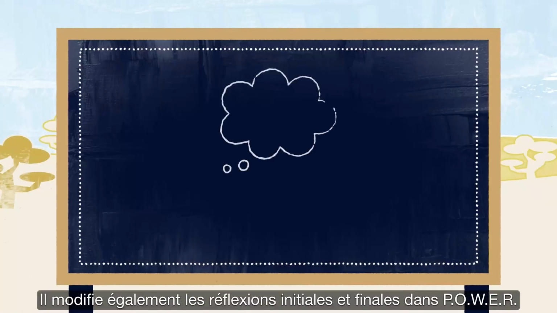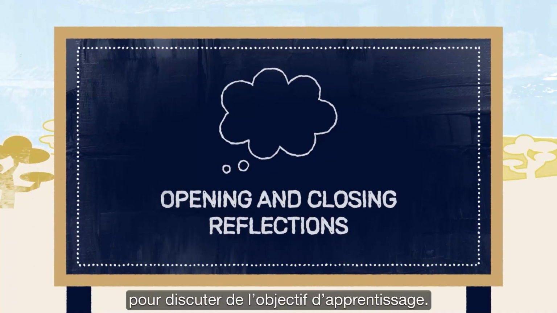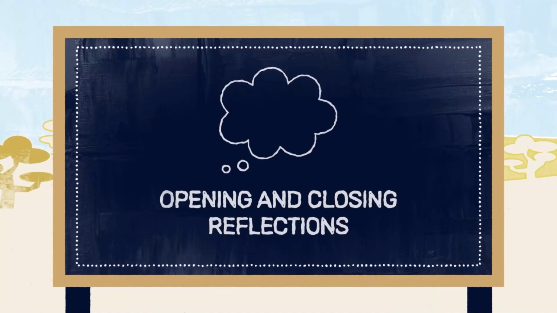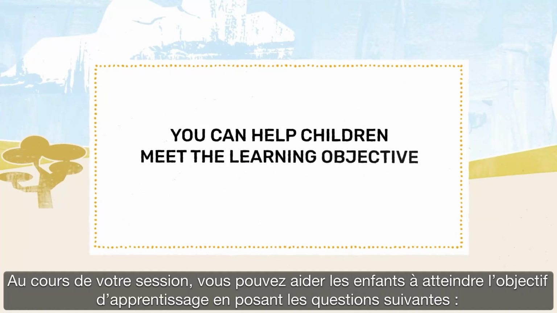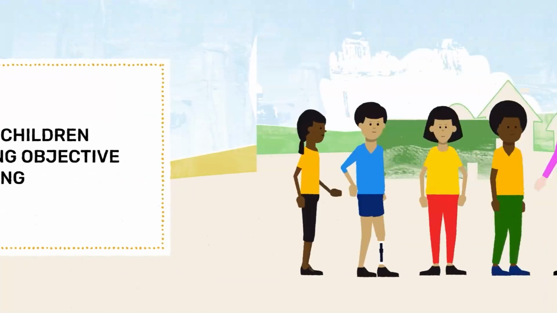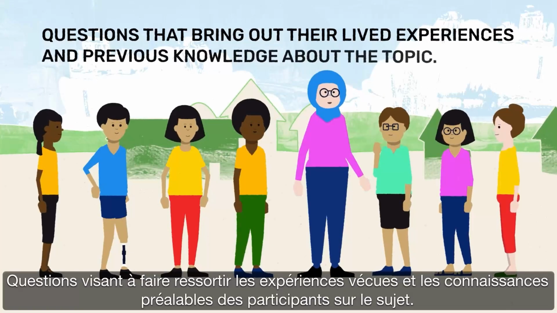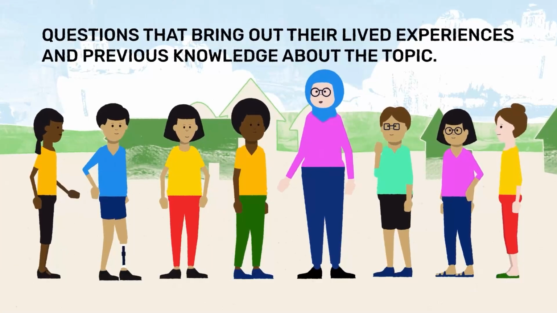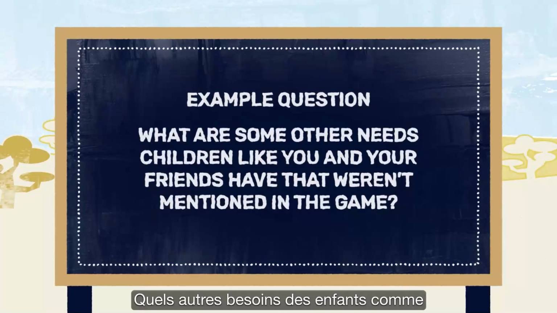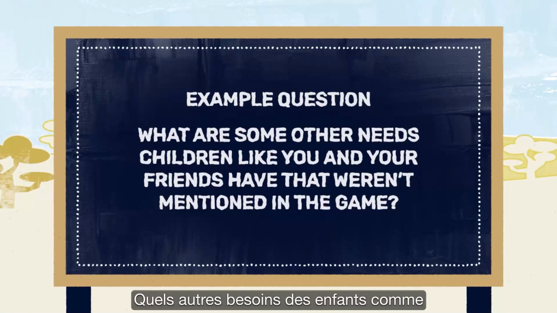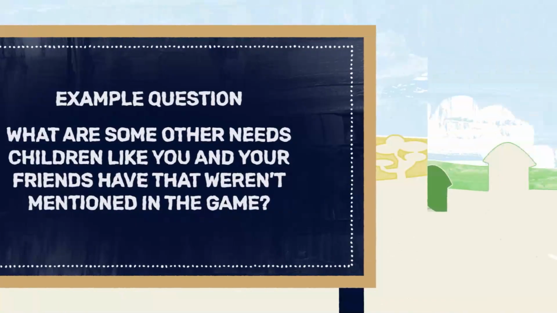He also changes the opening and closing reflections in P.O.W.E.R to discuss the learning objective. In your session, you can help children meet the learning objective by asking questions that bring out their lived experiences and previous knowledge about the topic. For example, what are some other needs children like you and your friends have that weren't mentioned in the game?